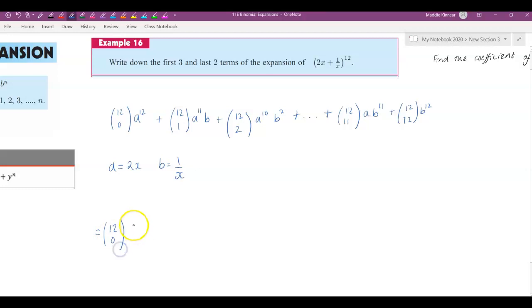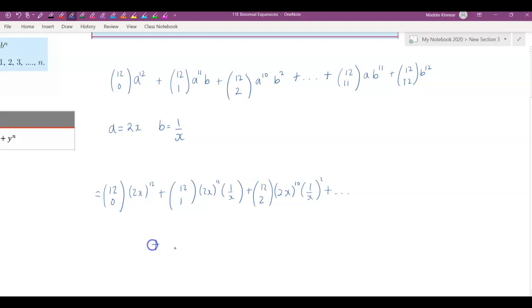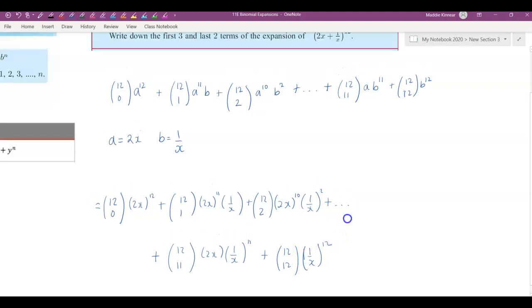So we'll get 12C0, a is going to be 2x to the power of 12, plus 12 choose 1, a again, b is 1 on x, plus 12 choose 2, a and b, which is 1 on x, plus, and we'll kind of have to carry this on the line below, I reckon. So this will be 12 choose 11, 2x to the power of 1, b now to the power of 11, plus 12 choose 12, b to the power of 12. And remember, the power should always add up back to the power on the expansion.